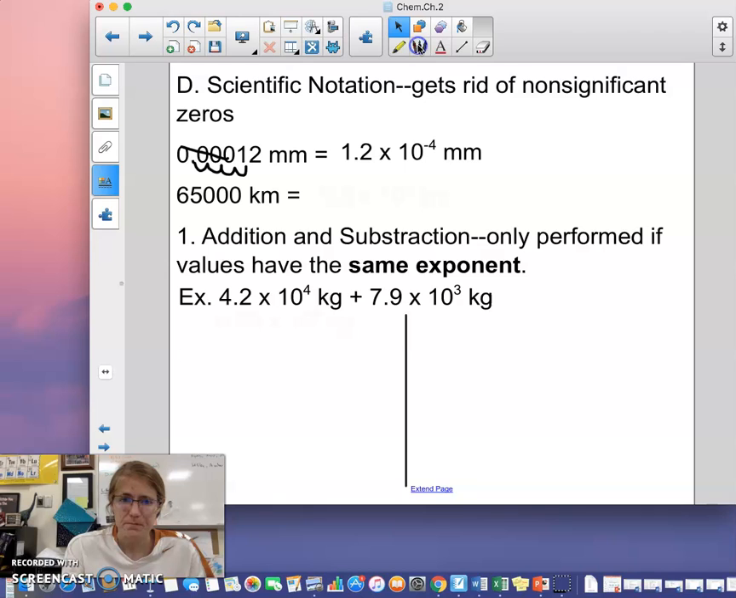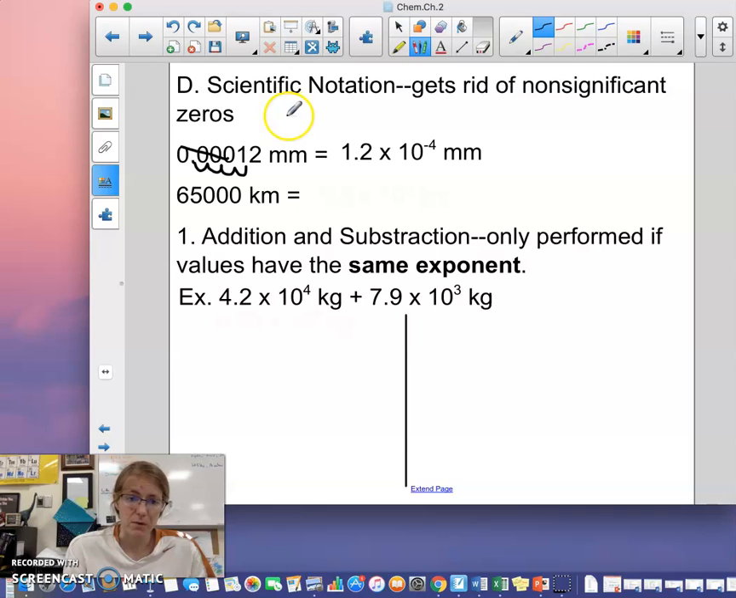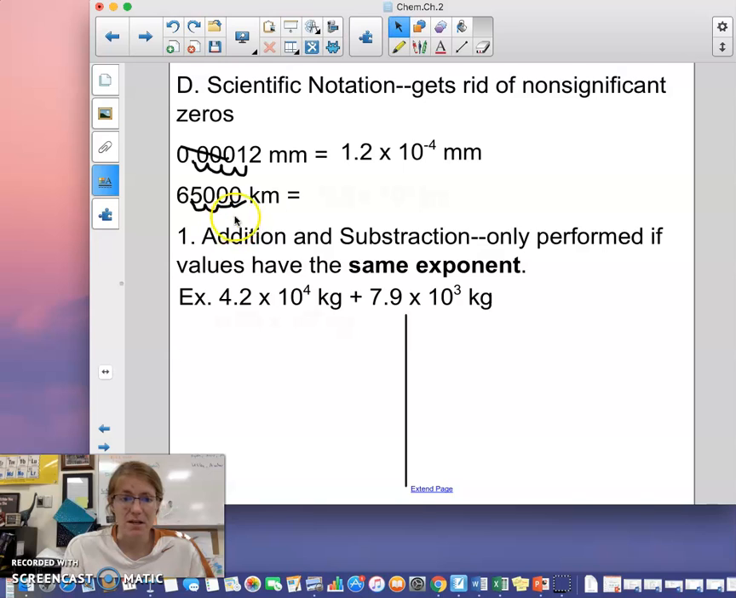Okay. Second example here, 65,000 kilometers. These zeros are at the end of a number and they are not significant. So I'm going to get rid of them in a way, kind of hide them by using scientific notation. So if I count 1, 2, 3, 4, I'm going to move it to the left, and that's going to be a positive exponent. So my answer is going to be 6.5 times 10 to the 4 kilometers. So this equals that, and this equals that.